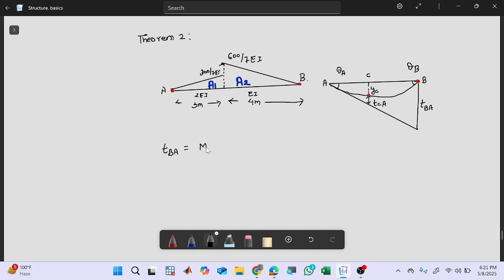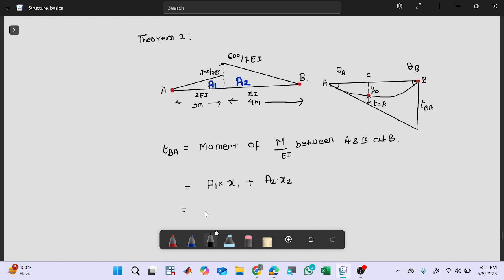So I will write it, moment of M by EI between A and B at B. So this was my theorem 2. So it should be A1 into, let's say the CG of this A1 is X1, so A1 into X1 plus A2 into this CG of A2, which is X2. A1 X1 plus A2 X2.